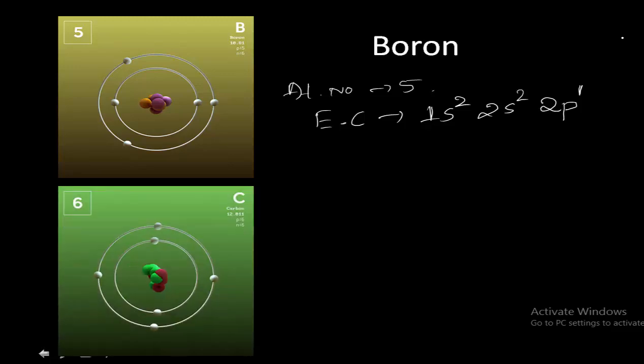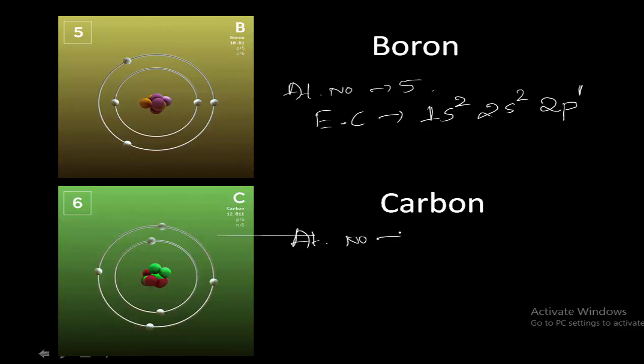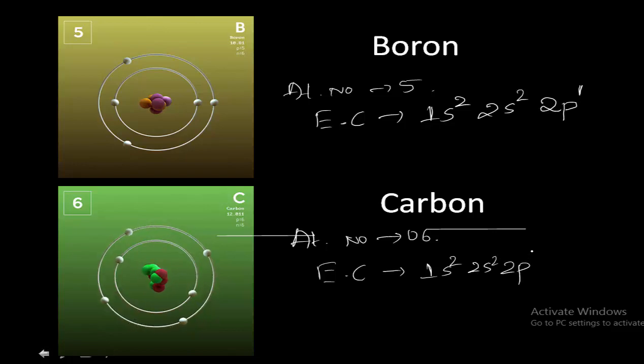Then the sixth one, carbon. The atomic number of carbon is 6. Therefore, the electronic configuration will be written as 1s2, 2s2, then 2p2. Because the 2 remaining electrons will be filled in the p orbital. So this is how we can write the electronic configuration of different elements.